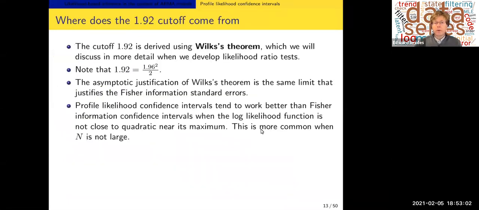You can wonder where the 1.96 cutoff comes from, and the first time you see it, you might think, surely that's a typo. Doesn't he mean 1.96? But it turns out it's 1.92, which is 1.96 squared divided by 2. We'll see why a little bit later. And that's called Wilks's theorem.